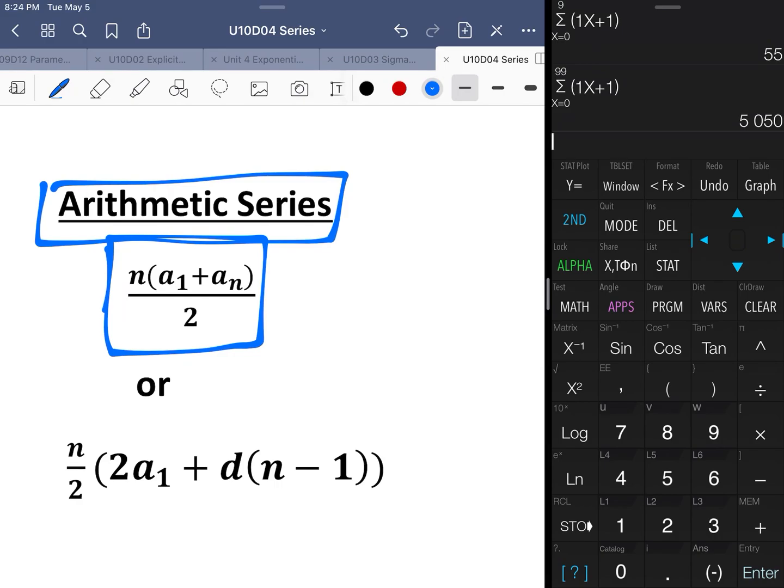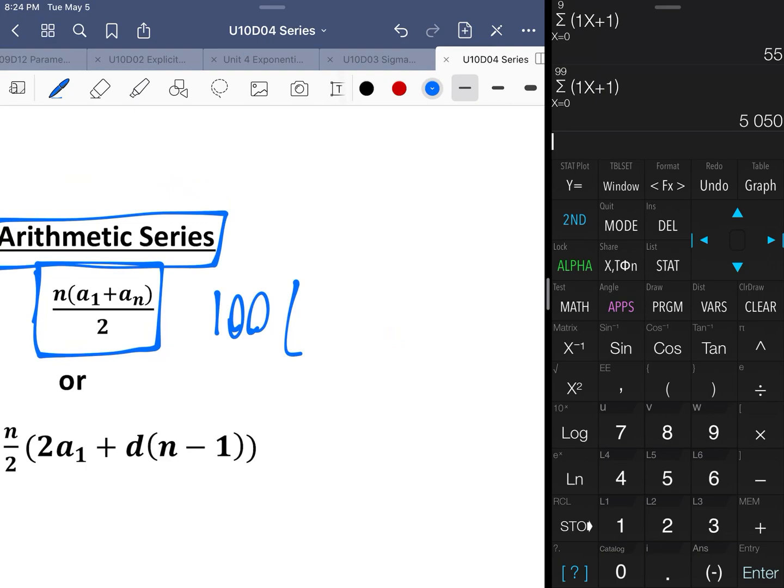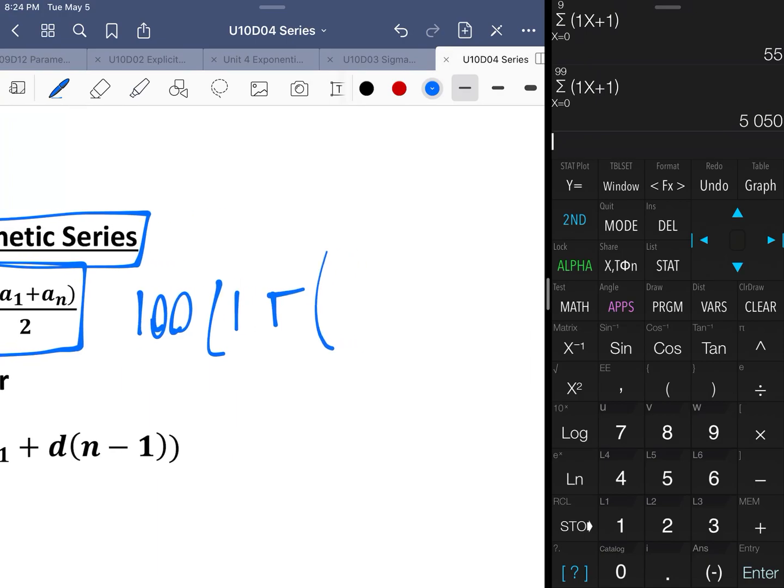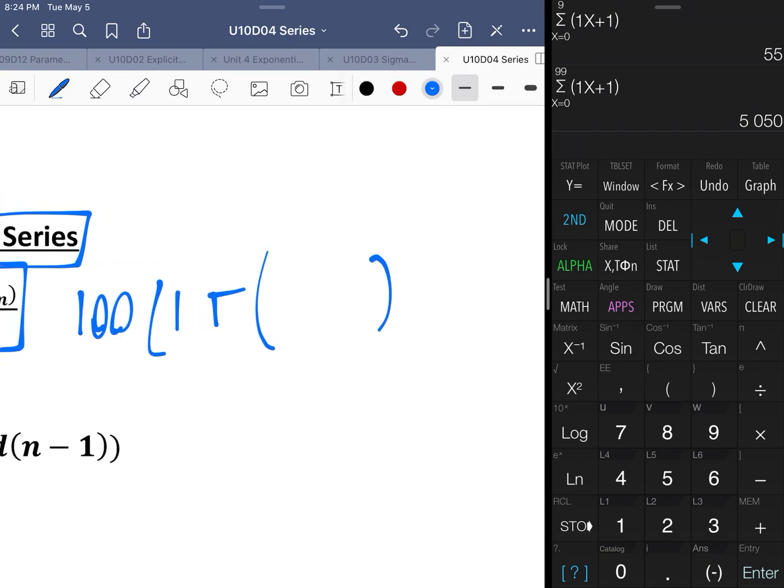So step 1, we need to know the number of terms, which in this case was 100. Then we need to know A1, which is the first term, which is 1 in this case. Well, it's the first term. We used A0 really for the way we labeled it, but it's the first term plus the last term. So the last term in this sequence should be 101, because if we start at 1 as our first term and then we go up to 100 terms, it should be 101.